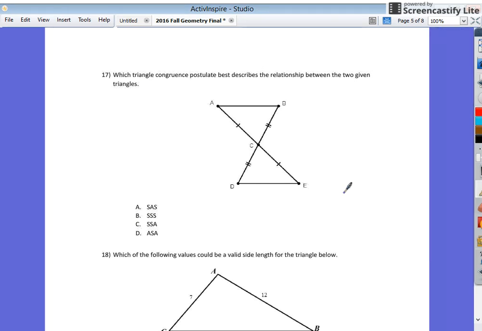On number 17, it says, which triangle congruence postulate best describes the relationship between the two given triangles? Don't forget, guys, that you have vertical angles right here in the center. Vertical angles are usually not marked. So you need to remember that vertical angles are formed when two lines intersect and they're across from each other. So we would call this side, angle, and side. So SAS is our correct answer.